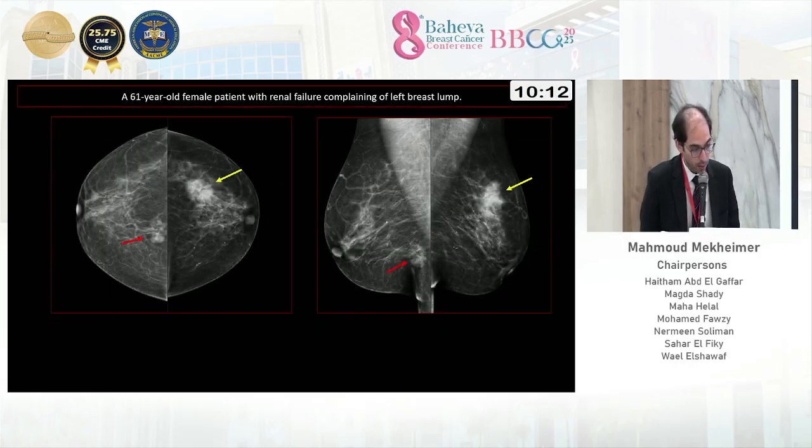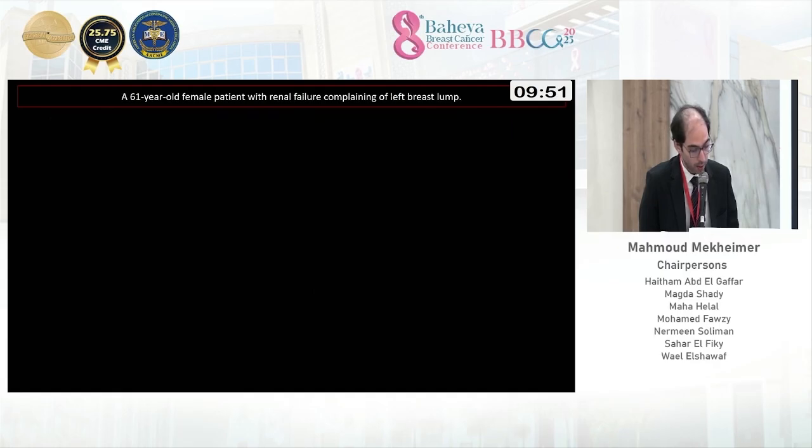This is a 61-year-old female patient with renal failure complaining of a left breast lump. Mammography revealed a left breast upper outer quadrant dense spiculated lesion, and also a right breast lower inner deeply seated dense spiculated lesion. Biopsy revealed left invasive duct carcinoma grade 1 and right invasive duct carcinoma grade 2.